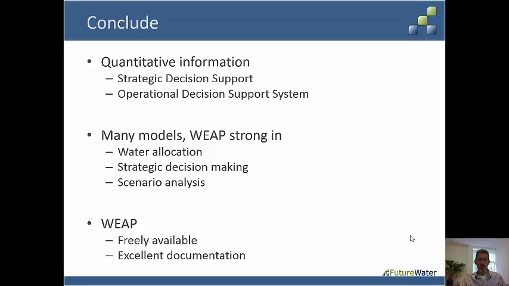Now I've been working for more than 15 years with WEAP, which was developed in the US by the Stockholm Environment Institute. And over the last 15 years, many improvements have been made to the model. I'm very happy to use it because it's freely available, but also the documentation is very good in terms of tutorials and manuals, and many examples exist already.